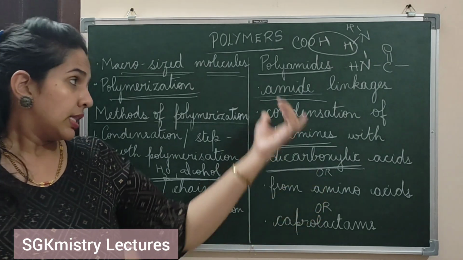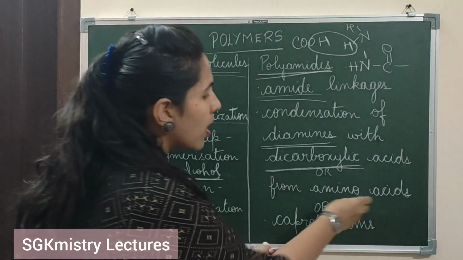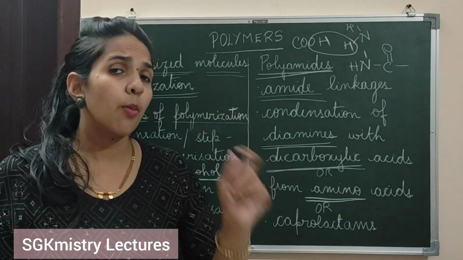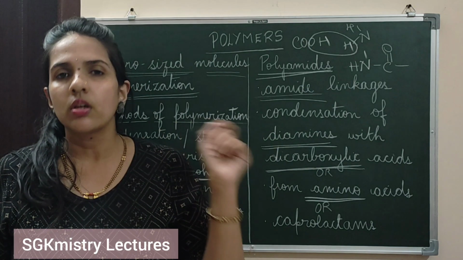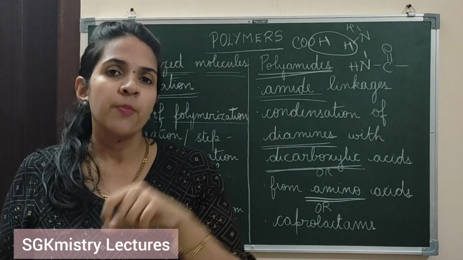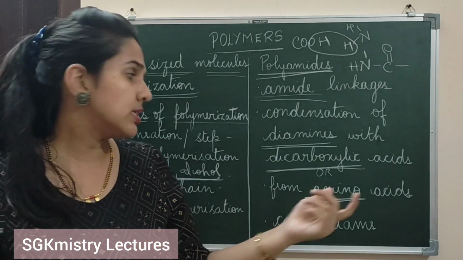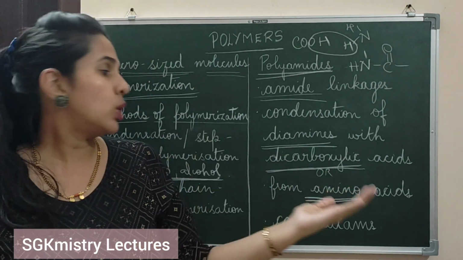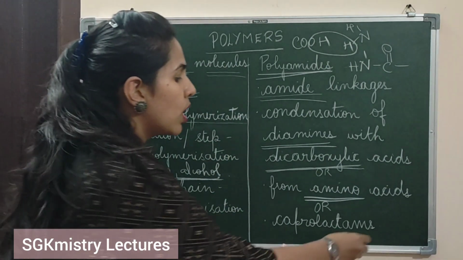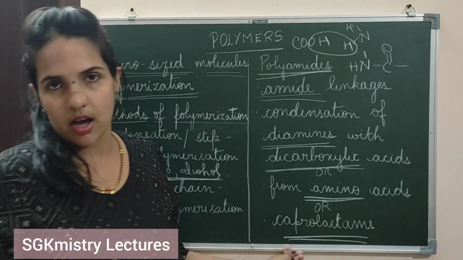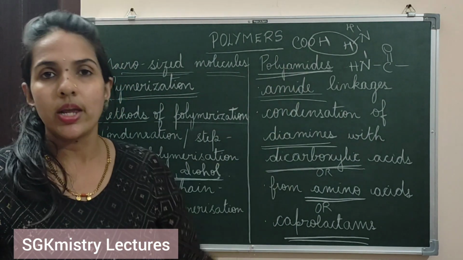The polyamides can also be formed by making use of amino acids. So we know that amino acids are molecules that have both functional groups, that is the acid as well as the amino group. Because of that they have the name amino acids. So by the combination of amino acids you can get polyamides, and also by making use of cyclic amides, that is caprolactams, you can produce these polyamides.